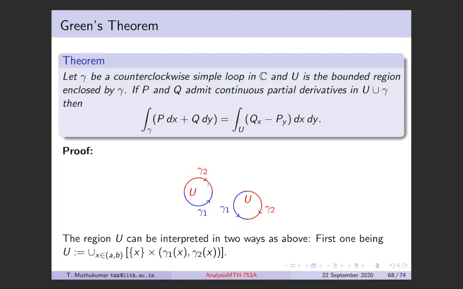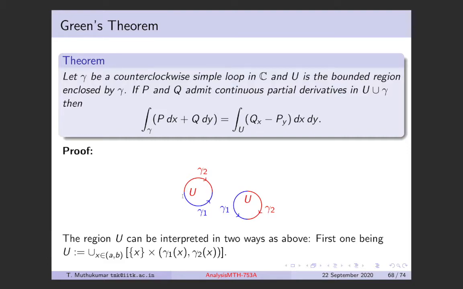So the first case, when we deal with the case P, because there's a Py, we first want to integrate over the y variable and then over the x variable. In this case, we will first integrate with respect to the x variable and then over the y variable on U. So we are going to interpret U in a different way for each of these functions, and that is not going to change anything, right?